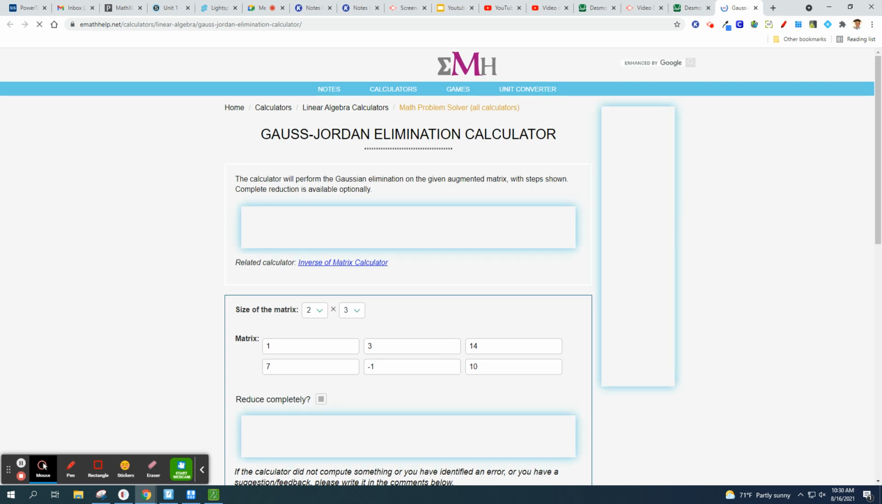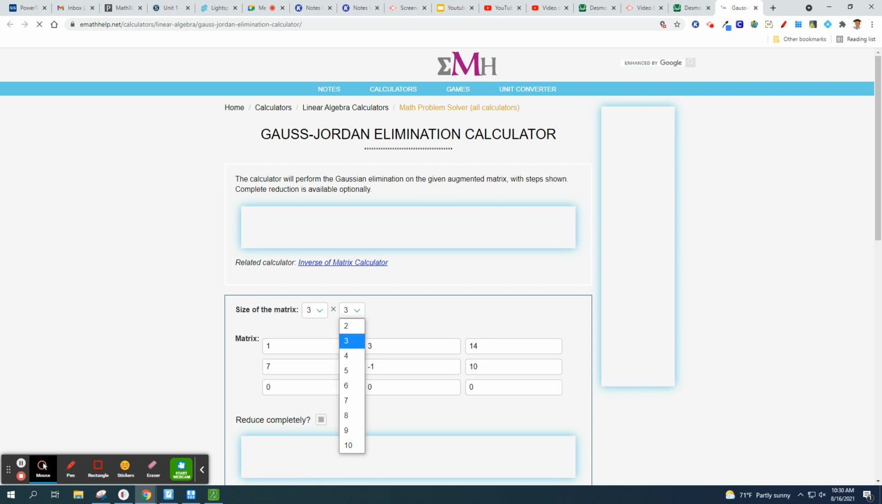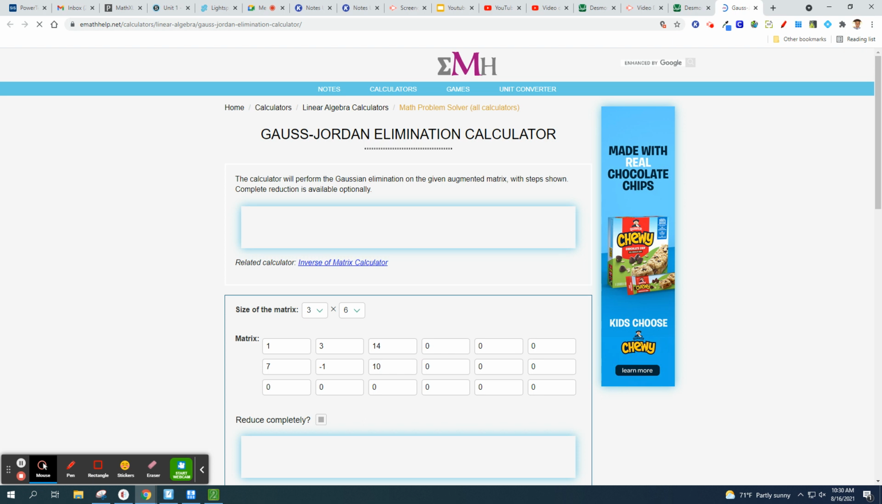So when you get to this site, remember what you have to do. You have to tell it the size. This size is a 3 by 6. That's a 3 by 6. And so now we need to enter in all those numbers and stuff. Okay. So I've got, might be easier if I type them.